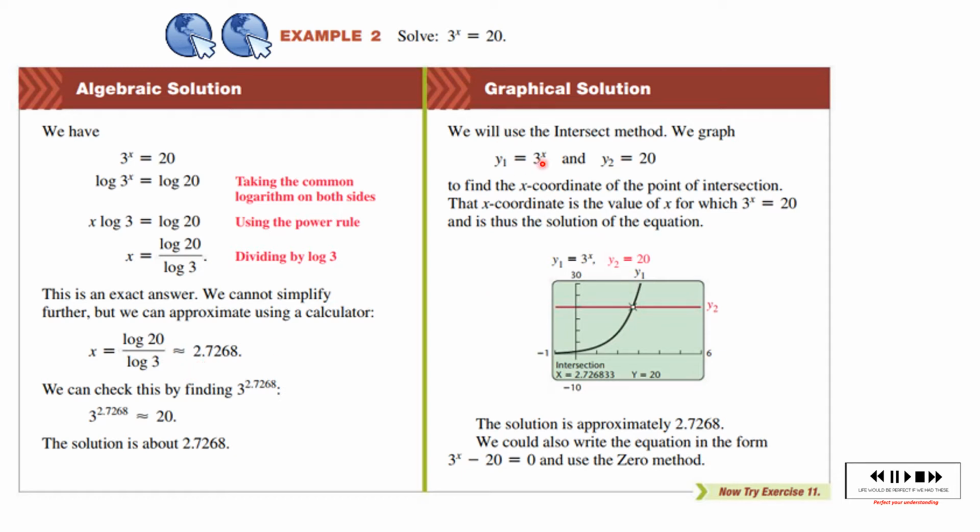Again, we can use the intersect method. We can take y1 to be the graph of the left-hand side, y2 to be the graph of the right-hand side. Use the intersect function, and we conclude that the solution is approximately this. Again, we get approximate solutions from the graphing calculator often. You're encouraged to perfect your understanding by giving Exercise 11 a try.